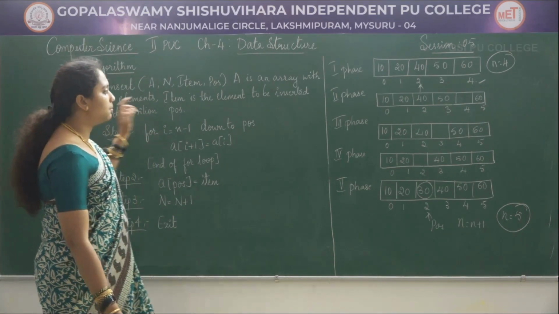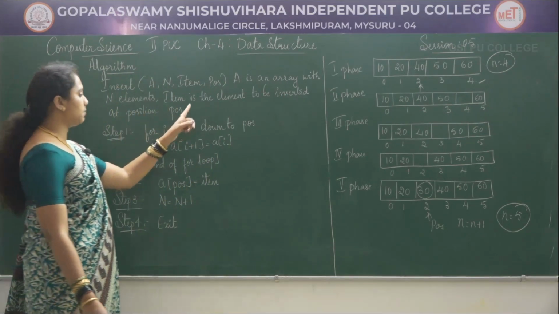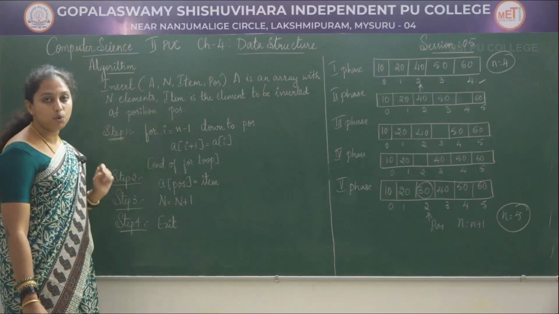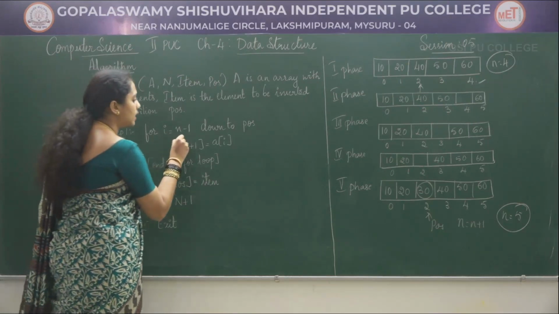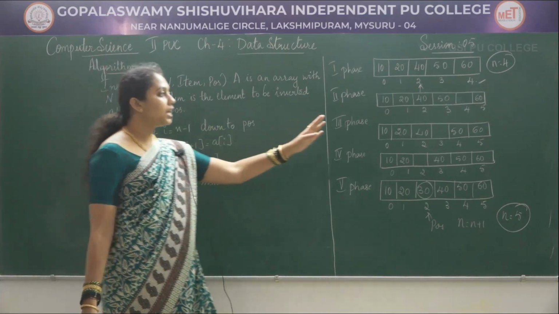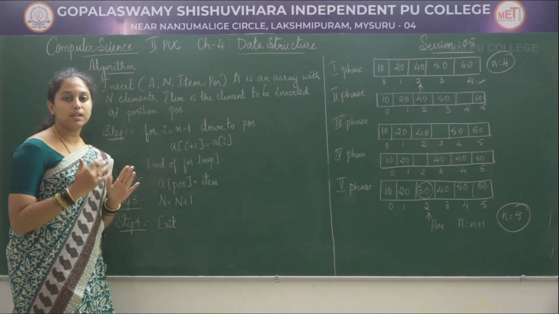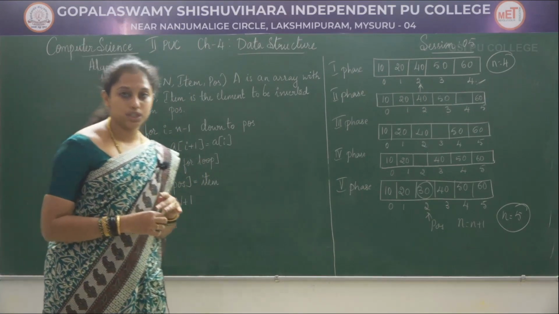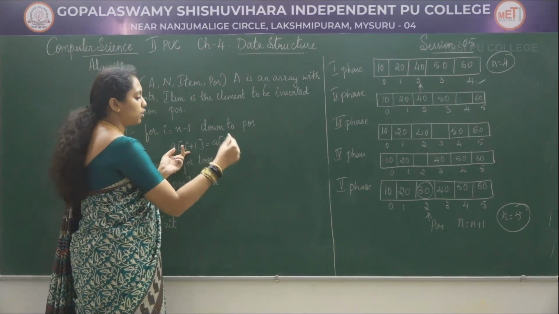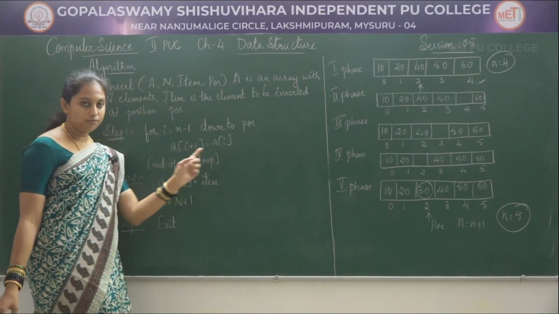So in this algorithm, A is an array with n elements and item is the element to be inserted at position POS. So for I is equal to n minus 1 down to position, that is from the last position till the required position, we have to shift the elements to its next higher position. So for the next higher position, what we have to do? We have to shift the elements, that is A of I plus 1 is equal to A of I.